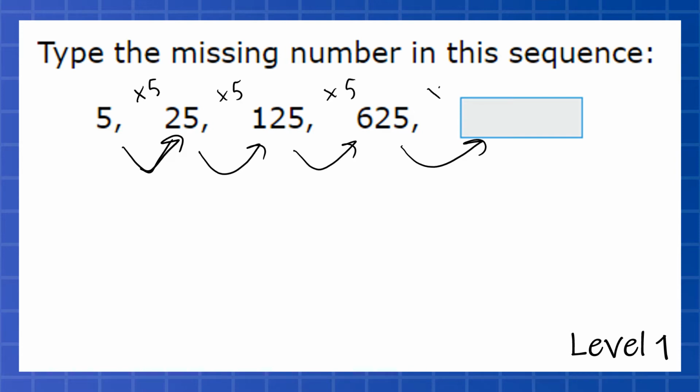And so if we want to continue the pattern, we just go ahead and multiply that by 5. So 625 times 5, a little bit of fancy math, and what does that end up giving us? 3,125.